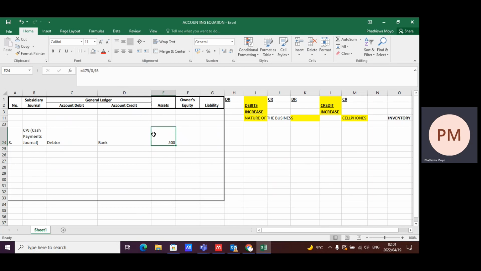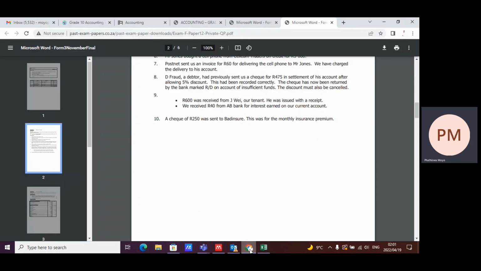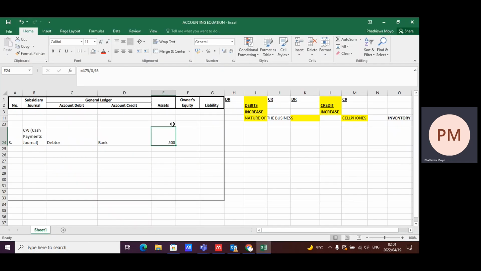Now, I hope you understand. I'm saying the 475, read the transaction again. And remember, I said download the question paper. It says DJ Frauded had previously sent us a check of 475 in settlement of his account after allowing the 5%. So I'm assuming this is after the 5% was allowed. So they paid us 475, but the total debt was 500 rand. So now this is the debt that has increased.